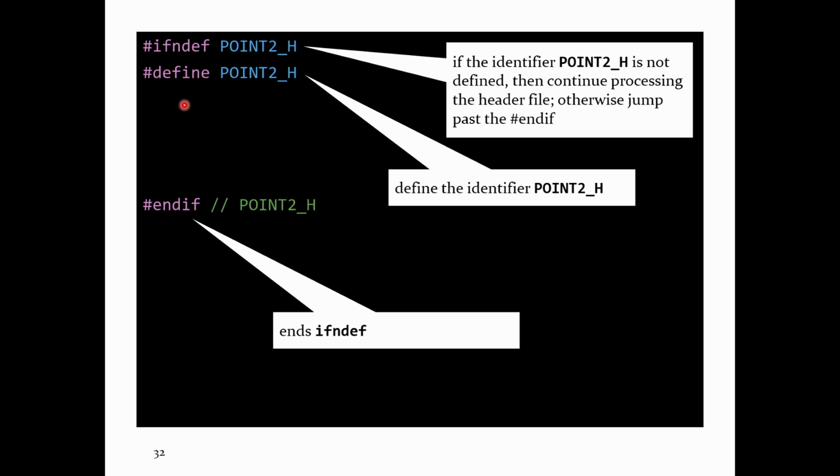The second time someone tries to include your header file into a program, the preprocessor reads the first line. Is point2_h defined? Oh, yes, it is. So it just skips to the end and does not include everything else in the header file. This is the mechanism that you use to prevent including a header file more than once in a program.